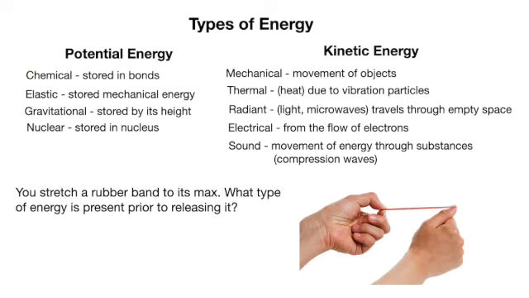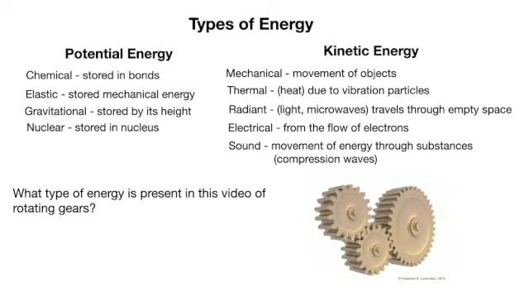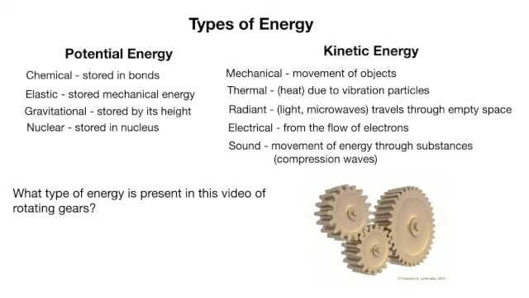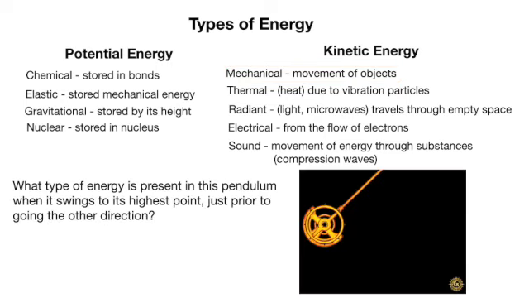Next one. This is an easy one. You stretch a rubber band to its maximum. What type of energy is present? Well, it's elastic energy. It's stored up in that stretchy thing. Okay? What type of energy is present in this video of rotating gears? Gears are like moving parts. That's mechanical energy. Okay, what type of energy is present in this pendulum when it swings to its highest point just prior to going the other direction?